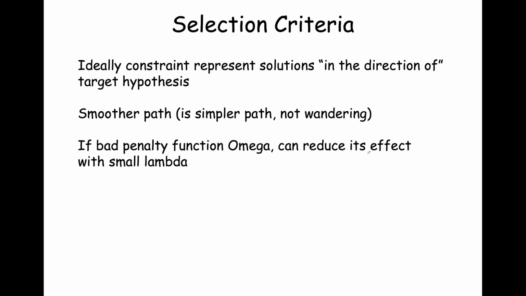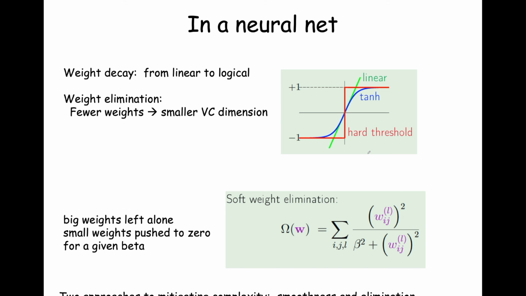Now, ideally, a constraint represents solutions in the direction of the target hypothesis, and you hope that the smooth path to get there is simpler and not wandering. And so if you have a bad penalty function, you can certainly reduce the impact of that bad penalty function, that regularization term, by having a very small lambda. And so the damage can be mitigated by just tuning down the impact of that grossly off regularizer. And so here in a neural network, we talked about the hyperbolic tangent as being a medium between a hard threshold and a linear threshold, depending on the score.